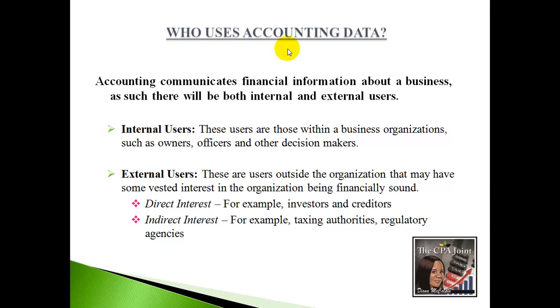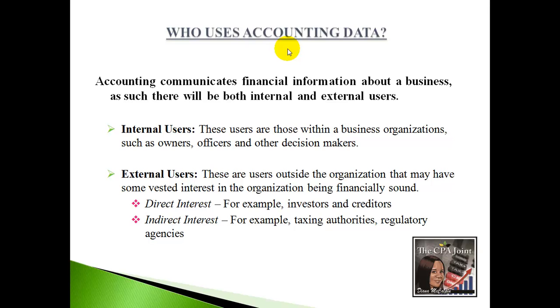The external users are further divided into two different parties. These are those outside the organization that may have a vested interest in the organization being financially sound. Those with a direct interest could be investors. Those are people that may have invested in a company for startup. Maybe they gave them capital as a loan. And also creditors. Maybe they have vendors that they use every month and they owe some money. They have a direct interest in the organization being financially sound so that they could be repaid.